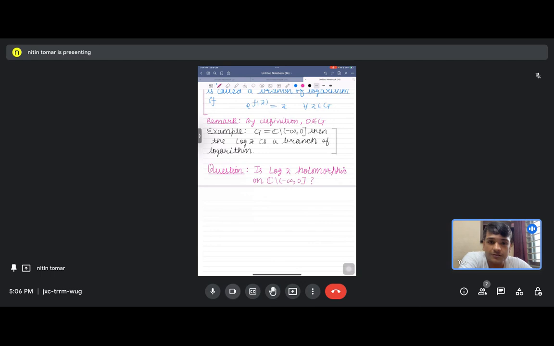This should be the natural question, right? Now I'm writing a theorem whose proof you have to do, which will answer this question. This theorem you must have seen. This is called some version of the inverse function theorem.